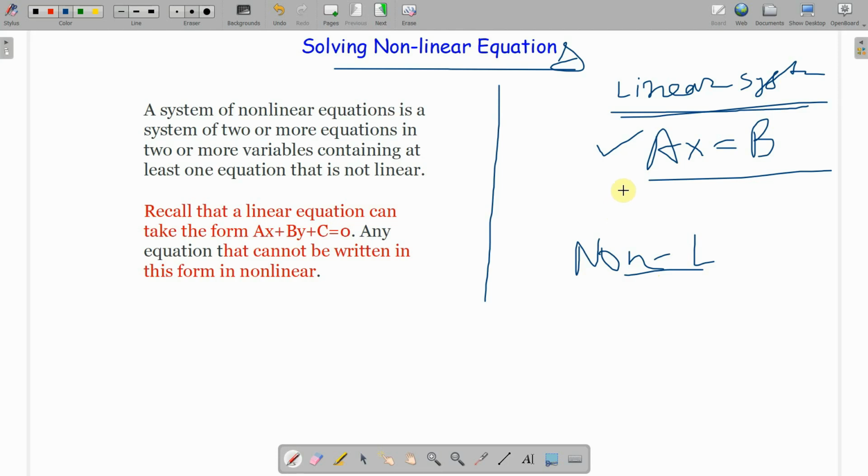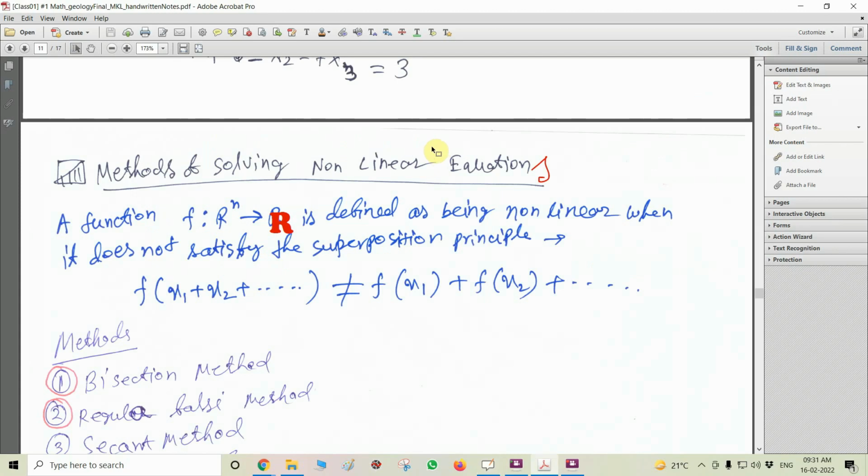In other terms, a nonlinear system is a set of equations which do not follow the form ax plus by plus c equals 0. Any equation that cannot be written in this form is called a nonlinear equation. To be specific, because we are in post graduation, you have to write the criteria in this way.